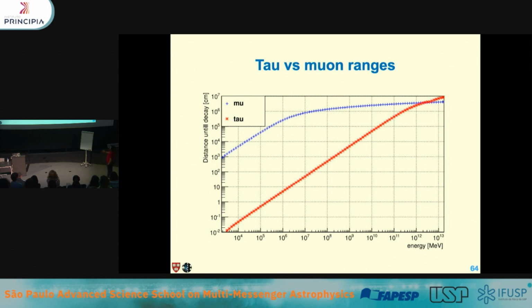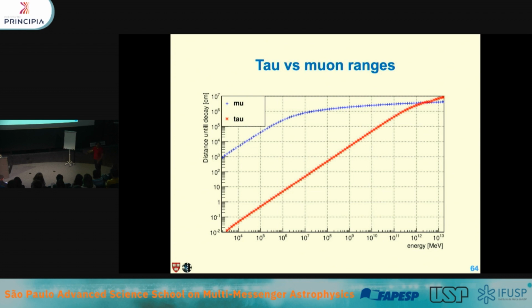You can see that at a TeV, my muons are going on the order of 10 to the 5 centimeters, so about a kilometer in length. And then they can go tens of kilometers. So we see this logarithmic behavior in the muon length. Now the taus, like I was saying, have negligible energy losses. So you see that the distance that the tau travels is just linear. This is just the boost factor.